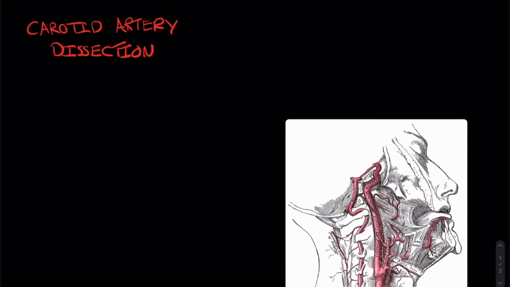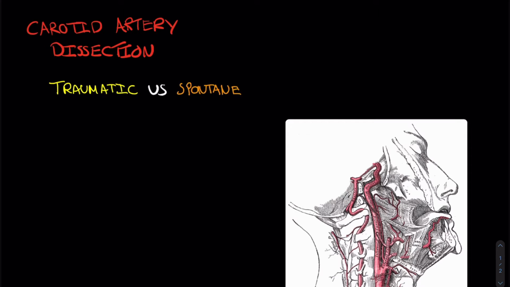Hello everyone. In this video, I will be talking about carotid artery dissection. So simply put, a dissection of the carotid artery is a condition whereby the layers of the carotid artery get separated. And this can happen either by trauma or it can come spontaneously.